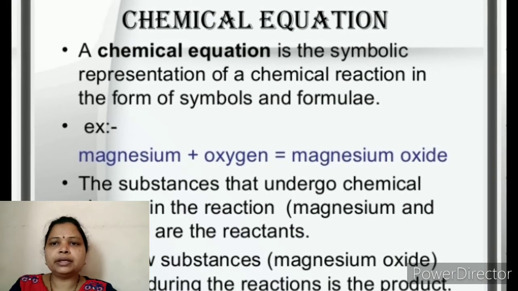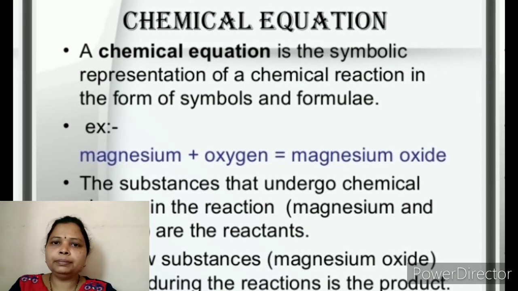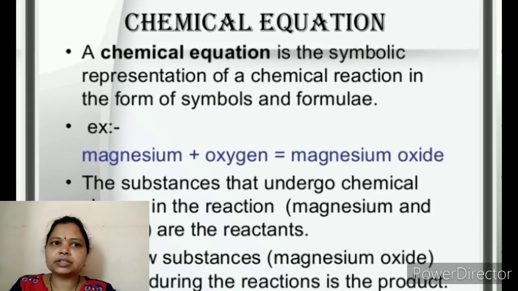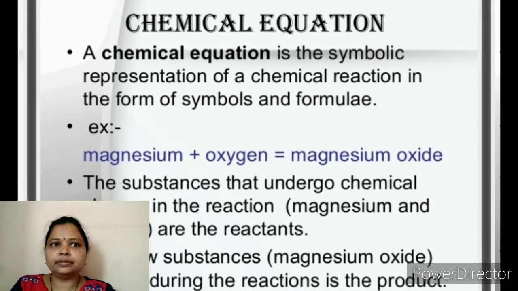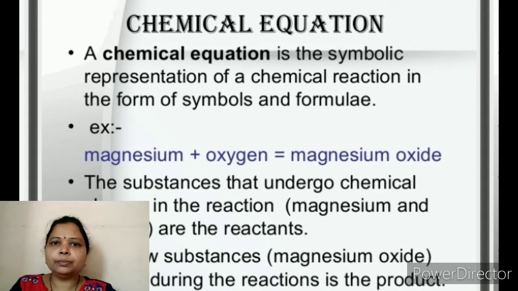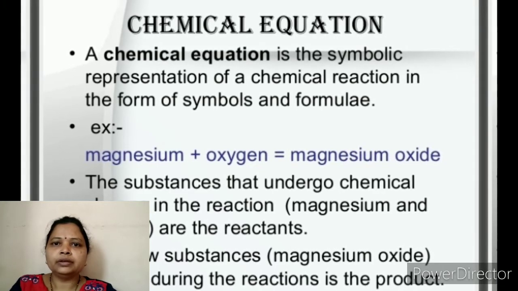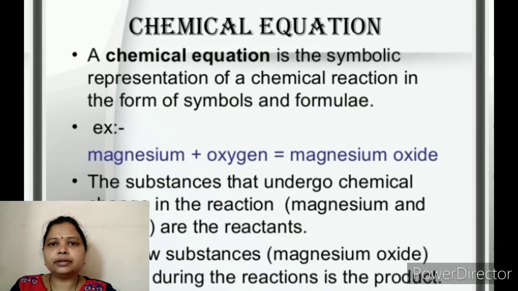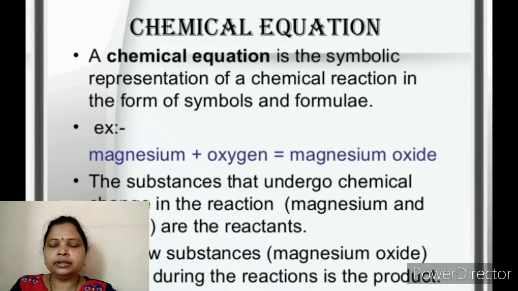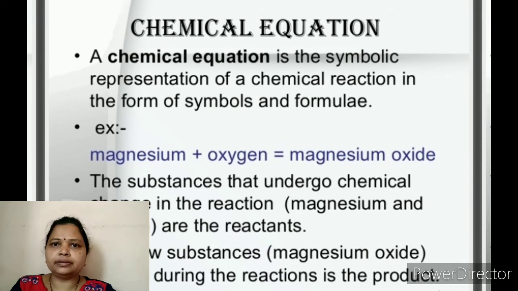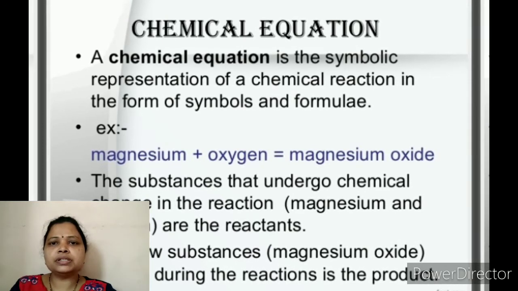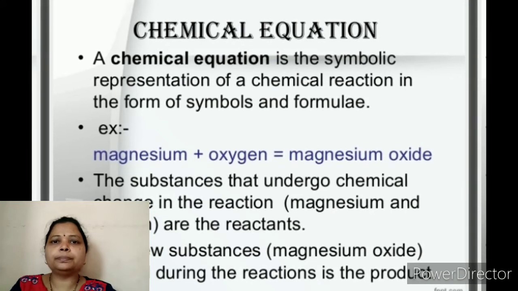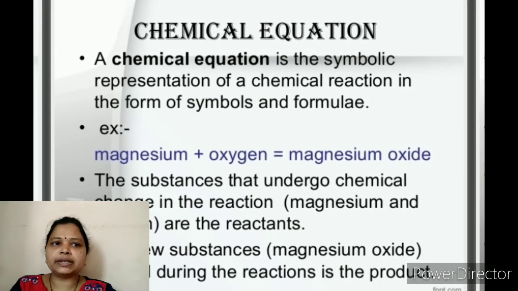Next point is a chemical equation. A chemical equation is a symbolic representation of a chemical reaction in the form of symbols and formulae. For example, magnesium reacts with oxygen, then it forms magnesium oxide, or magnesium burns in air. In presence of oxygen, it gives magnesium oxide.